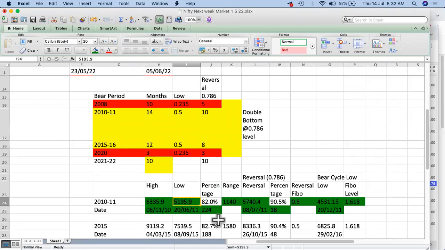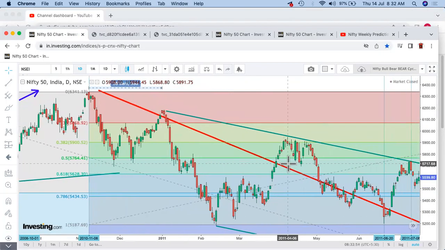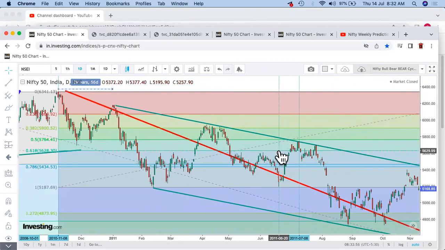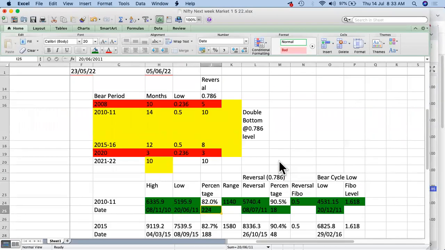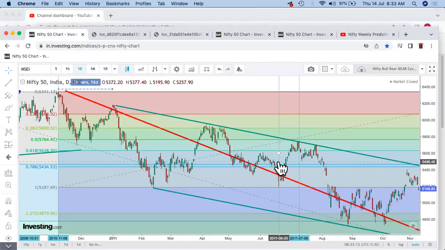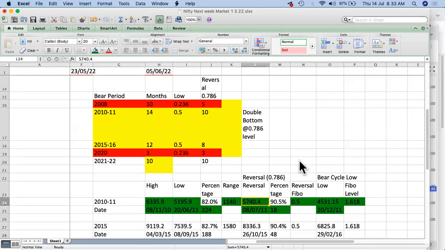Then we had a low. Low was there for 5195.9. Yes, these are the figures which have been shown over here, and the date was 20th June 2011. The number of days which are there, we calculated the range. We had a reversal which came down till 5740.4, right? And the date was 8th of July 2011, and the number of days 18.